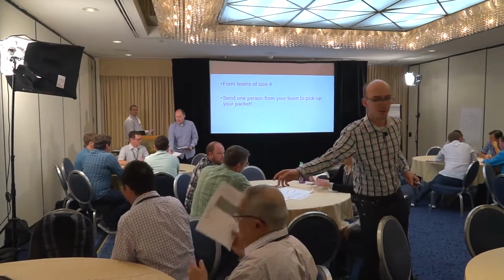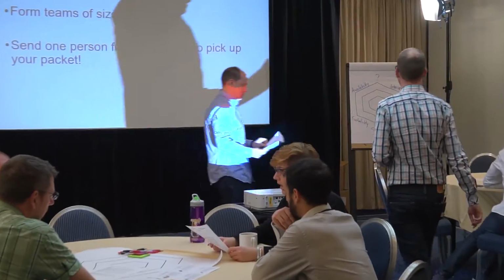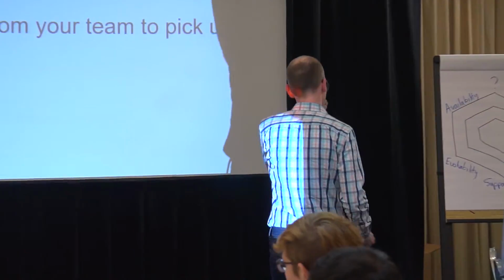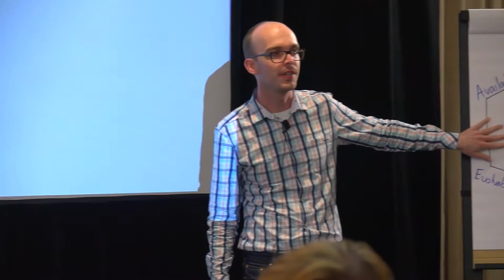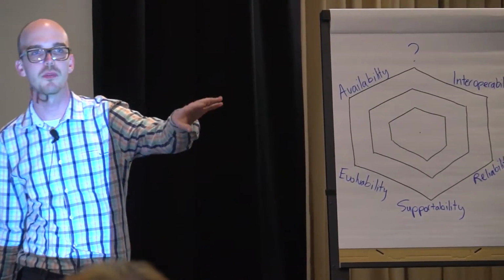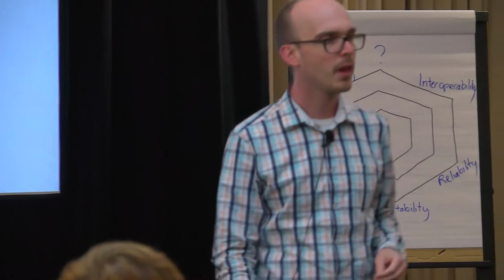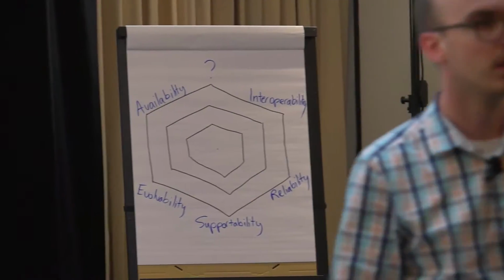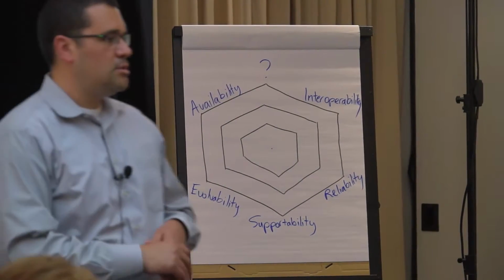So aside from a packet, you'll also need one of the radar charts. In the center of each table, you'll find one of these radar charts. We have one bigger table there, so we'll move a spare radar chart in that direction. You guys already have all the info. It's just an extra.